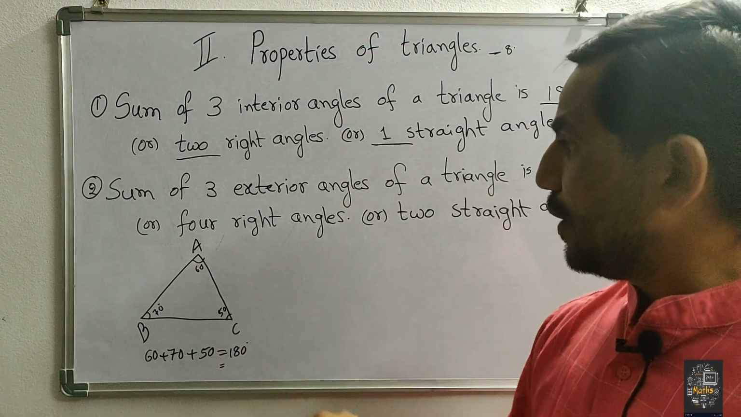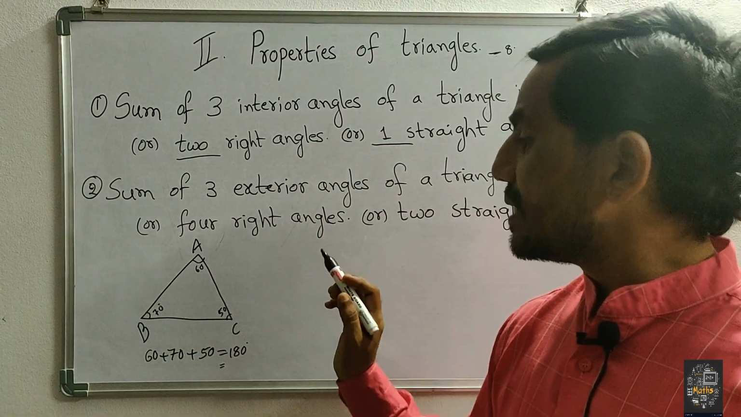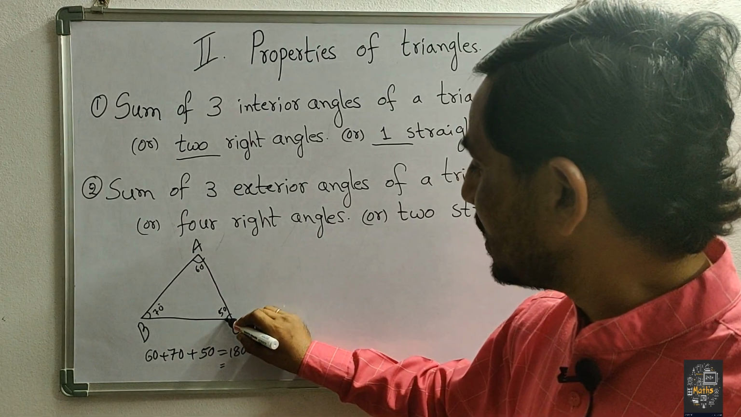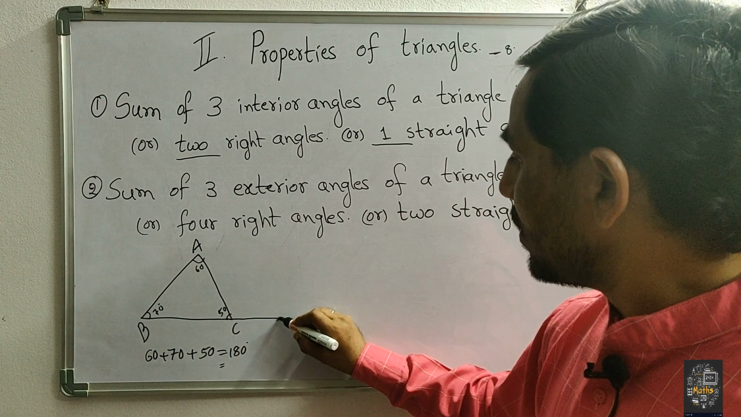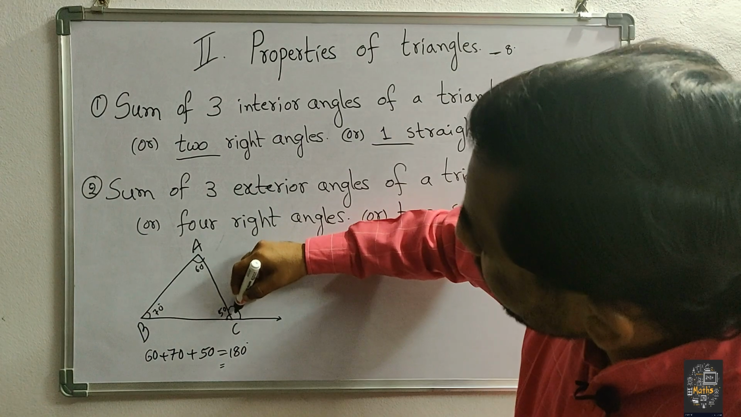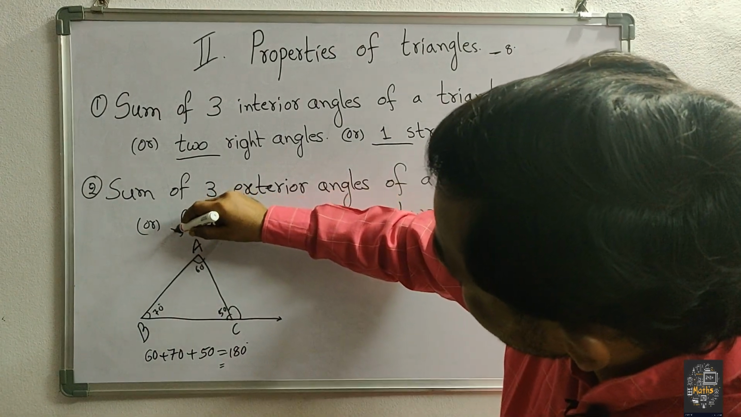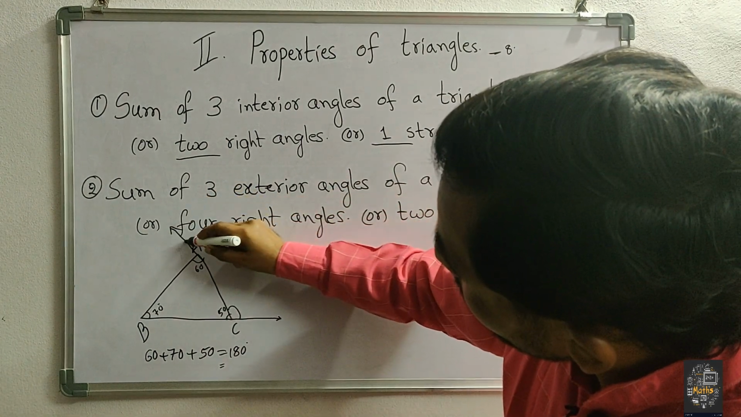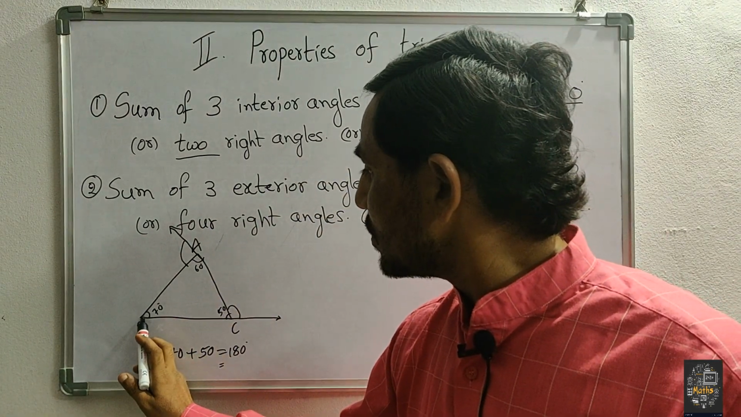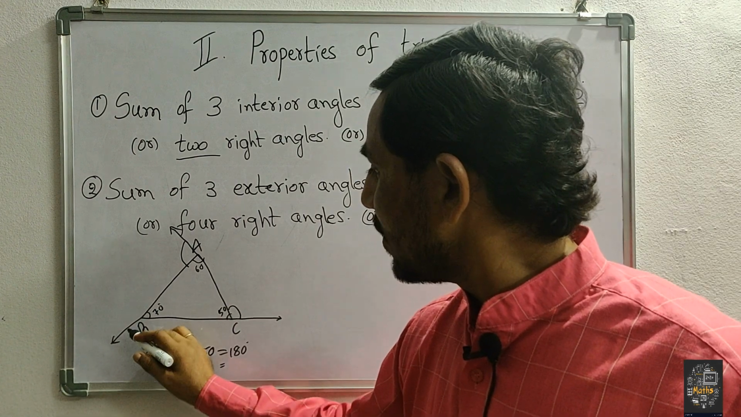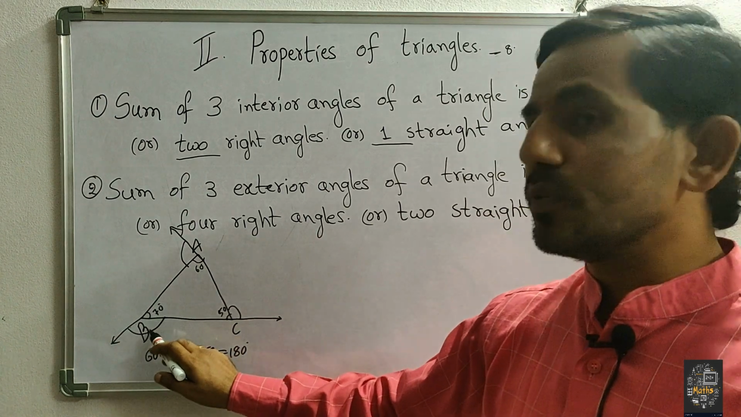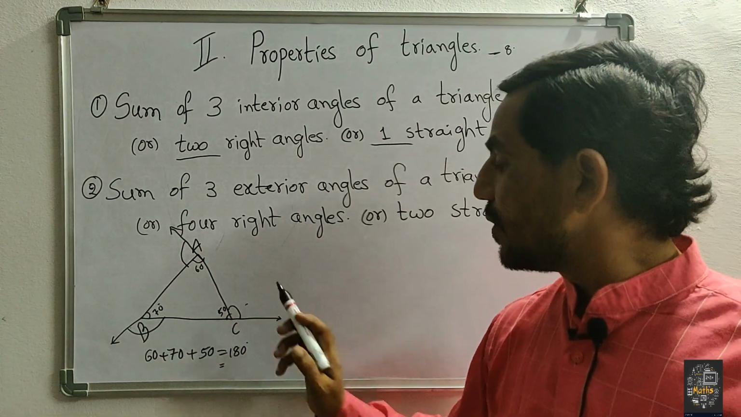Come to the second one. So far I have taken interior angles. What about exterior angles? For example, I extend side BC, and we get one exterior angle. Again I extend line AC like this, so we get one more exterior angle. Again AB is extended, and here we get one more exterior angle. So this is one exterior angle, this is one exterior angle and another exterior angle.